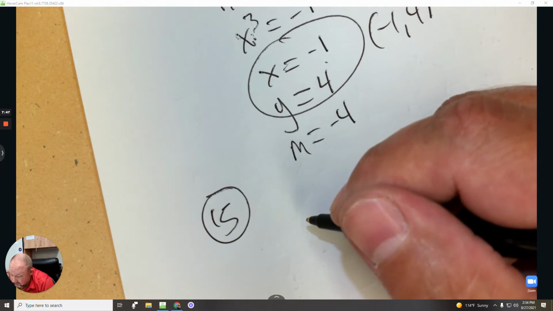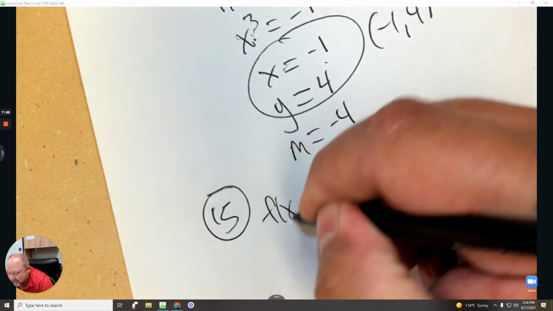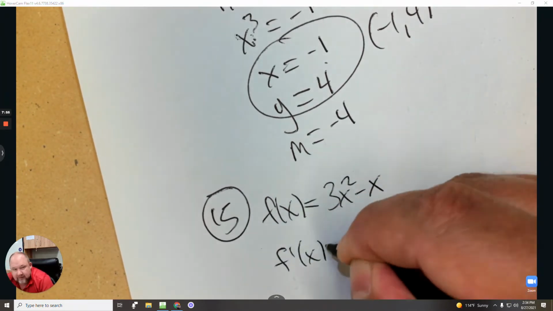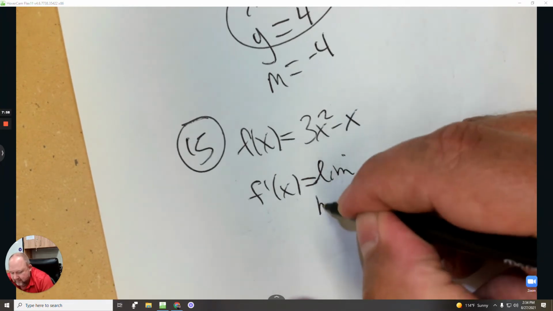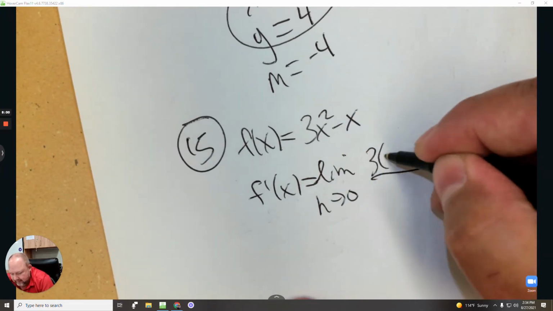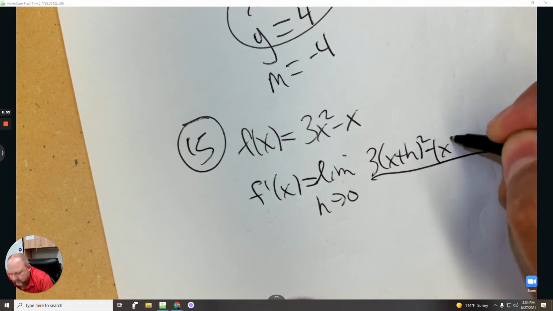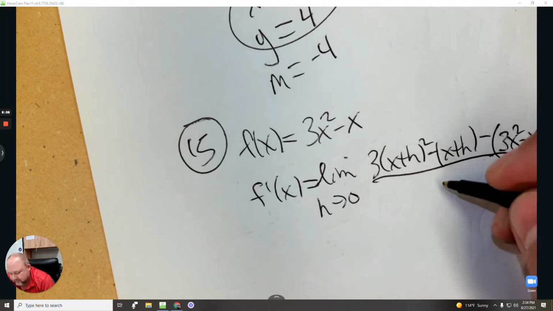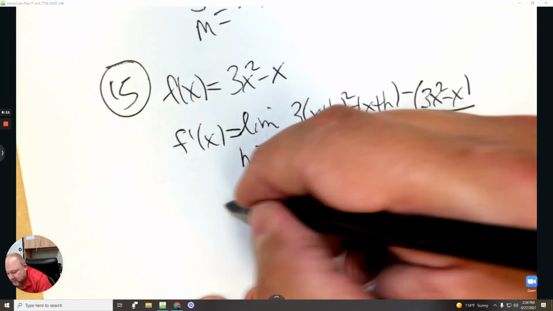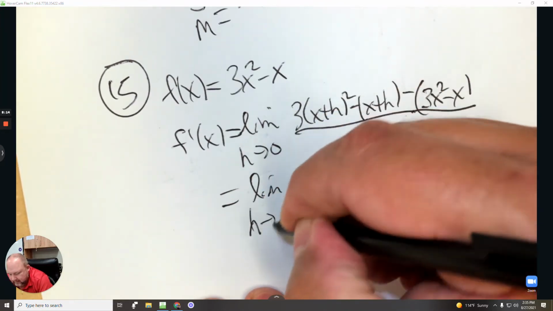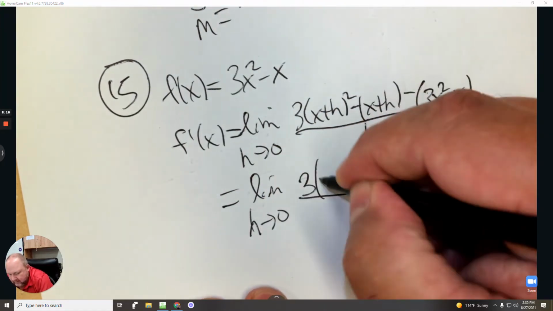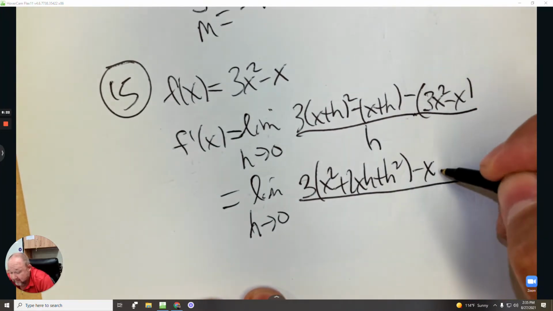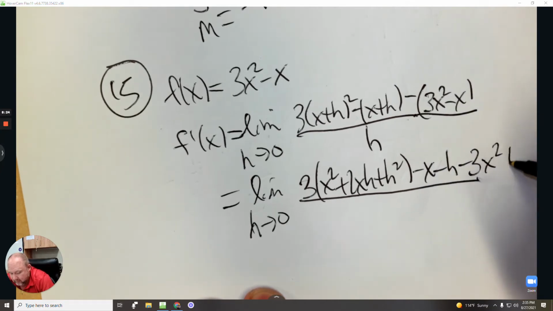I use the limit definition to find the derivative. So the limit, as h approaches 0, of x plus h, subtract the function, inside the parentheses, just over h. Let's do some algebra. We're going to expand and combine like terms. That's x squared plus 2xh plus h squared minus x minus h minus 3x squared plus x.